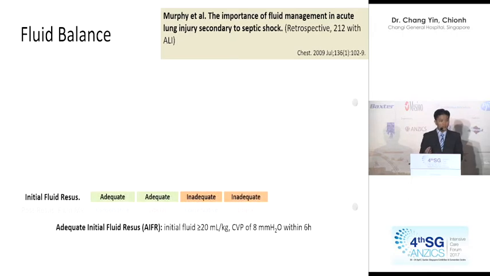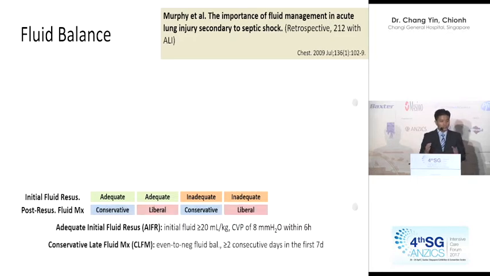Another study which also looked at the post-resuscitative period. It's a retrospective study with 200-over patients. They divided the patients into 2 subgroups. One is the initial fluid resuscitative groups, where they divided the patients into adequate resuscitation and inadequate resuscitation. Adequate being an initial fluid of at least 20 mL per kilogram and targeting a CVP of more than 8. This was in the days where early goal-directed therapy was still very much recommended.